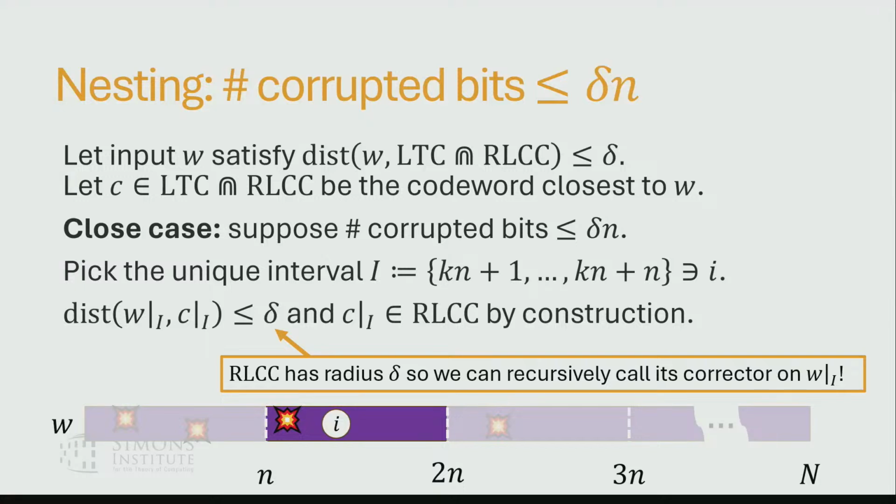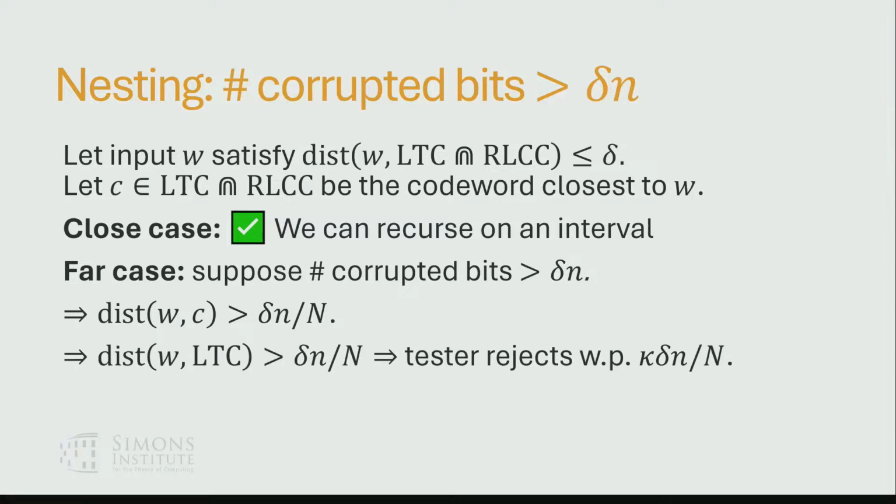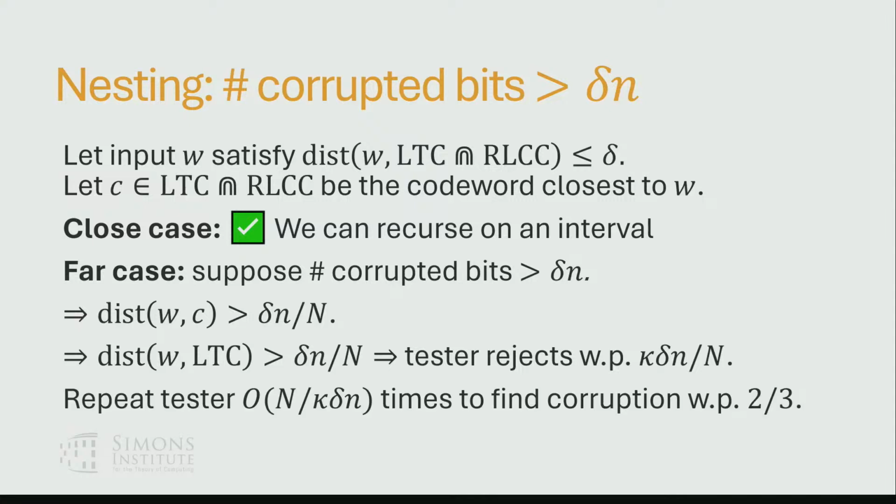Right, so great. We have this close case. When the number of corrupted bits is really small, we can just focus on the interval. But in the other case, when the number of corrupted bits is large, then the distance from the code is also large, and we know that the local tester will reject with probability proportional to the distance from the code. So we just have to run the local tester the appropriate number of times to find the corruption with constant probability.